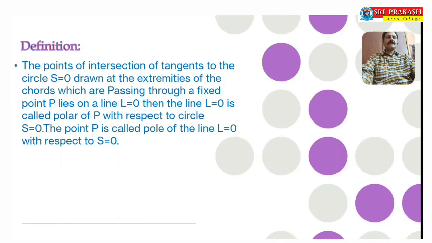Now let us see the definition of pole and polar. The point of intersection of tangents to the circle S = 0, drawn at the extremities of the chords which are passing through a fixed point P, lies on the line L = 0. Then the line L = 0 is called the polar of P with respect to the circle S = 0. The point P is called the pole of the line L = 0 with respect to S = 0. So clearly understand what is given in the definition.